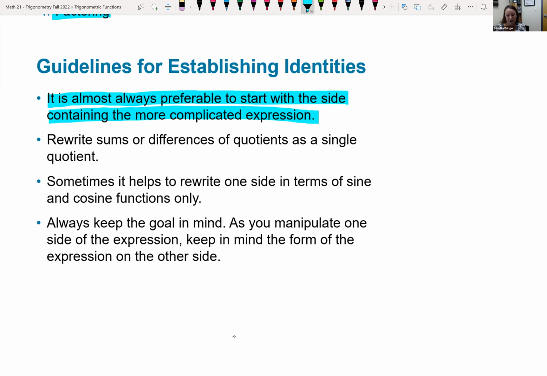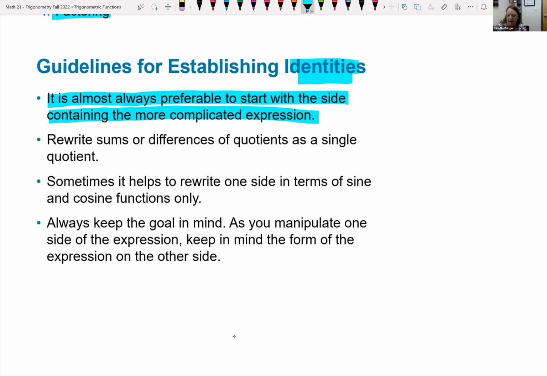When we were solving equations, we could move things left and right, and we would isolate and try to solve for a variable. That's different when we're establishing identities. You're only working on one side of the equation. We're trying to manipulate it to look like the other side. And once we've done that, we're done.